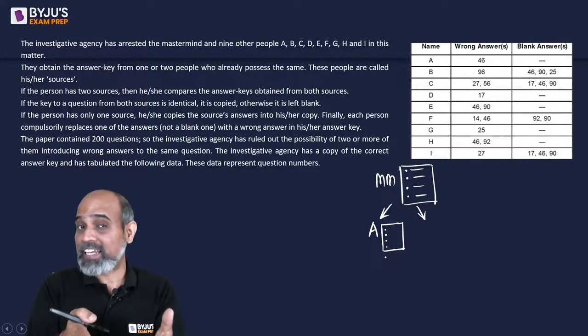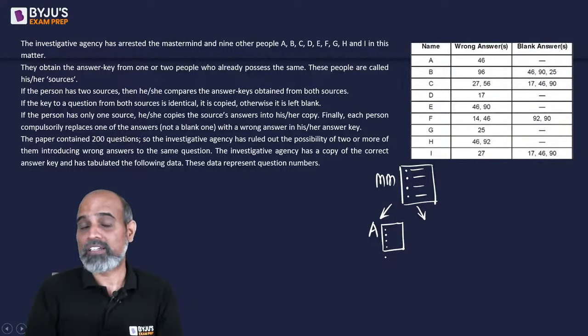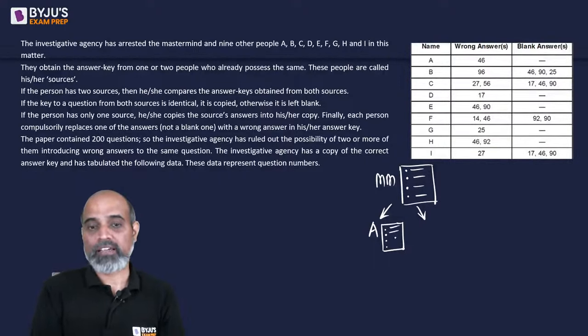So when this person A copies from the mastermind, what he does is he copies everything, but he makes one of the mistakes.